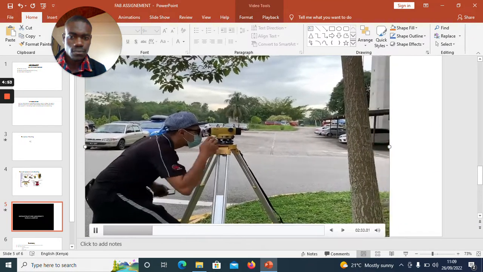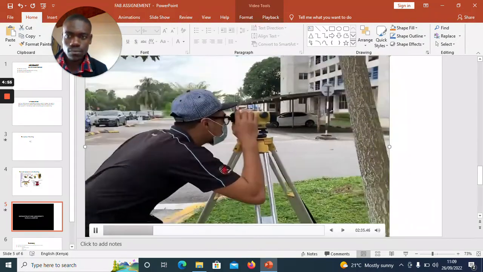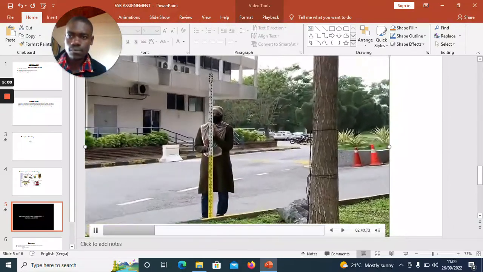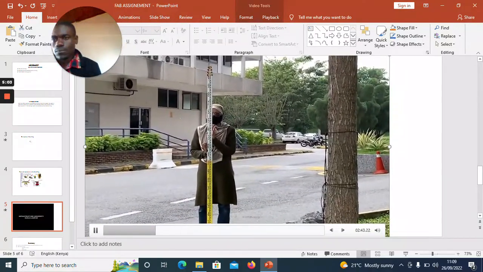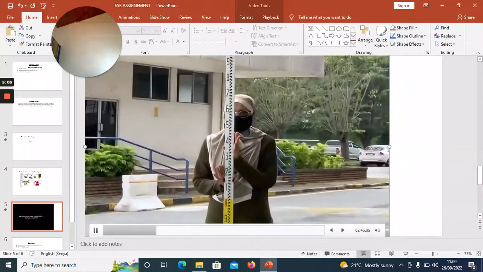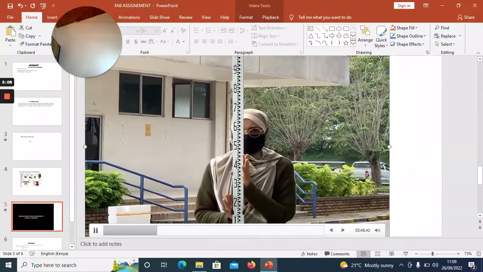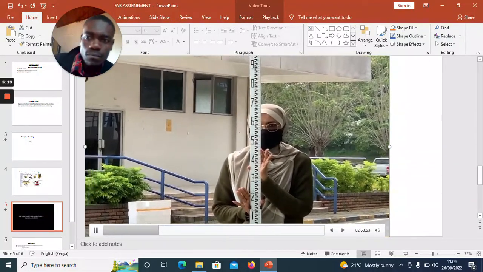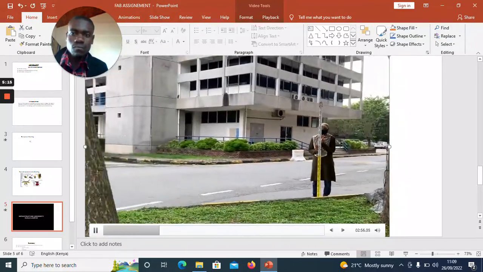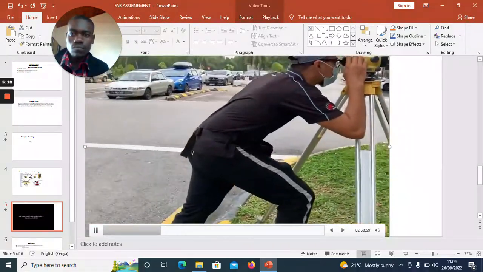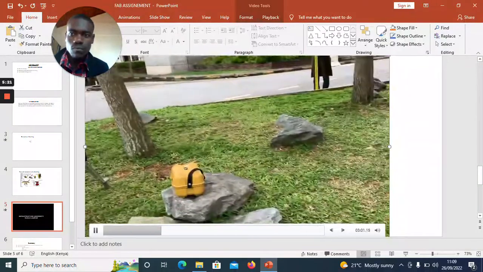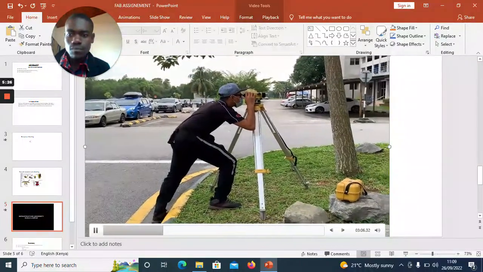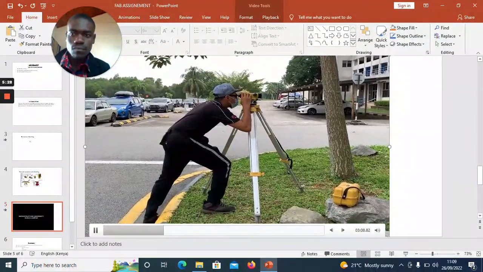Okay, you can see that when Mr. Zainul is focusing to read, Madam Hannah over there has to hold the staff perfectly vertical, and her hands do not cover the staff reading. Okay, because we never know where the reading would be. And the way Mr. Zainul is standing, he has to stand carefully and firmly on the ground so that he can obtain a good observation.